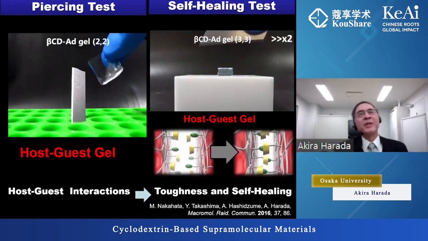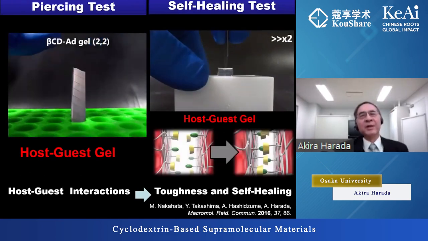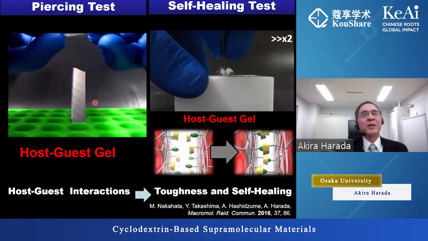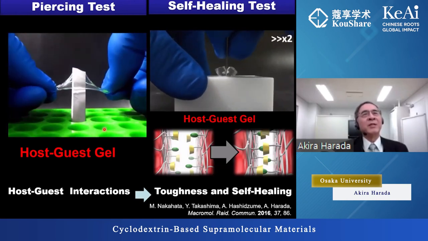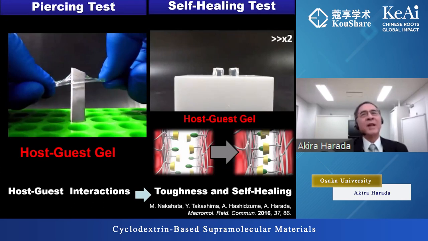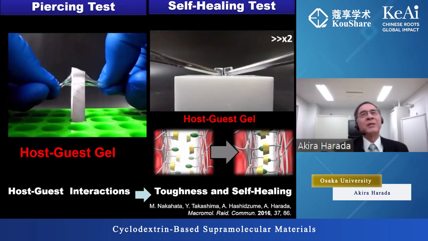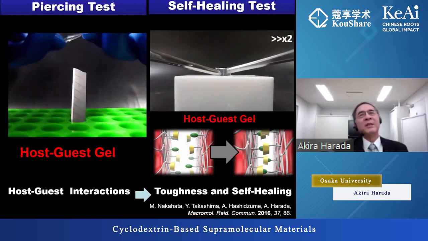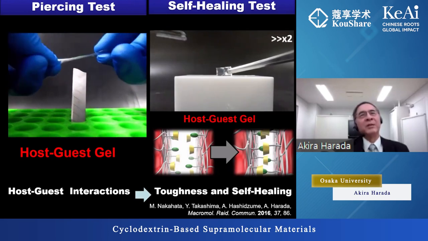Okay, this is a piercing test, a puncture test, using a cutter knife blade right here. The host-guest gel is so tough that the blade did not stab the gel. In addition, if the gel was cut, the cut ends can bind again to give a single gel.